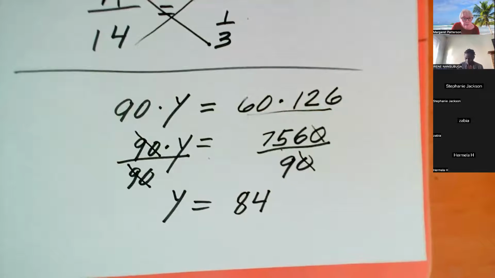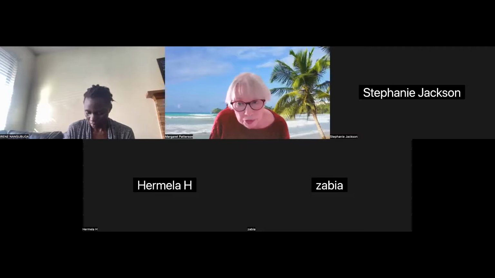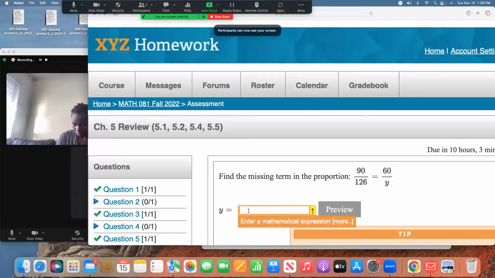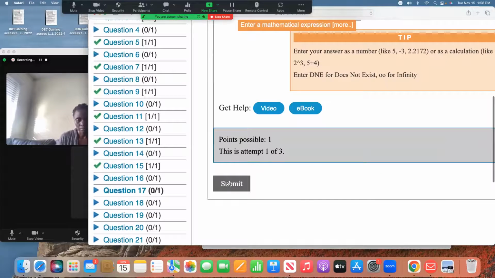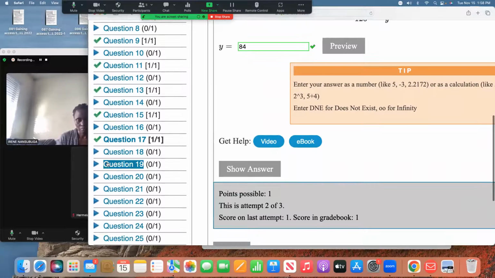Okay. So are we seeing how to do proportions? That's the main thing, I guess. You know what has to happen. So the answer was 84. That may be far enough, but let's see. I don't want to get into the crazy problems.